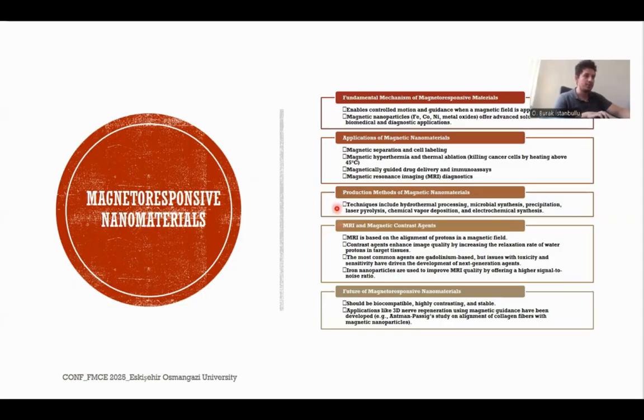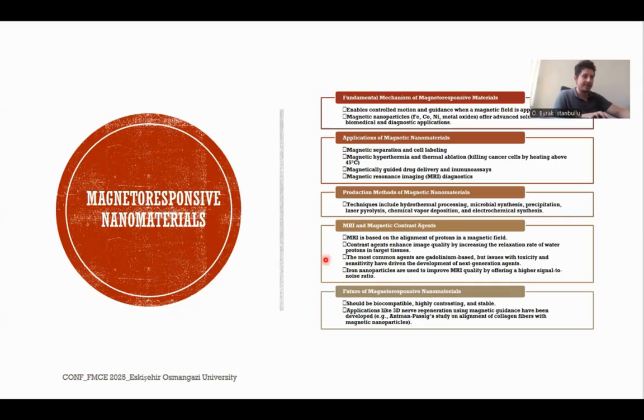Production methods: magnetic nanomaterials can be synthesized using a variety of methods such as hydrothermal processes, microbial synthesis, precipitation, and chemical vapor deposition. Other advanced techniques include laser pyrolysis and electrochemical synthesis, depending on the required size and magnetic properties.